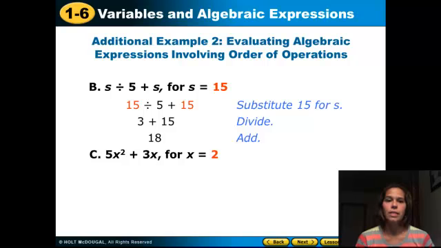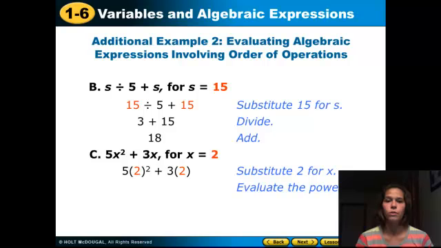My example C, 5x squared plus 3x for x equal 2. Again, my variable occurs more than once, so every time it occurs in the expression, I'm going to substitute a 2 in for it. So now I have 5 times 2 squared plus 3 times 2. Following order of operations, let's do exponents first. 2 squared is 4. And now I can multiply. Since the products don't interact until I add, I can do the multiplication simultaneously. 5 times 4 is 20, and 3 times 2 is 6. And the last thing I'll do is add: 26.